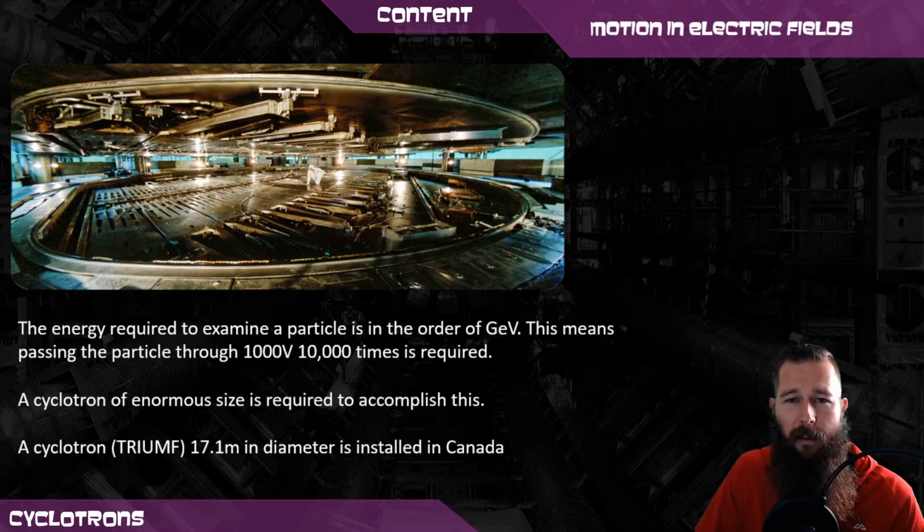A better way of doing it is to have a lot less voltage, could be 1000 volts for example, but have the particle pass through 1000 volts multiple times. This will allow it to reach the giga electron volts, but a lot more efficiently. The more energy that you're required to get your particle to get to, the larger the cyclotron needs to be. This could be up to 17 meters in diameter.